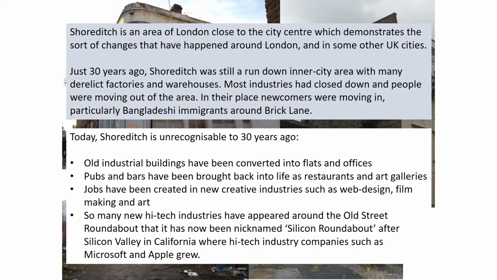So, the Shoreditch area outside London and close to the city centre demonstrates the sort of changes that happened around London and in some other UK cities. So, if you just pause that, take a couple of bullet points on the history of Shoreditch and what it's like today, and then we'll move on. So, give that a pause and note down a couple of points.